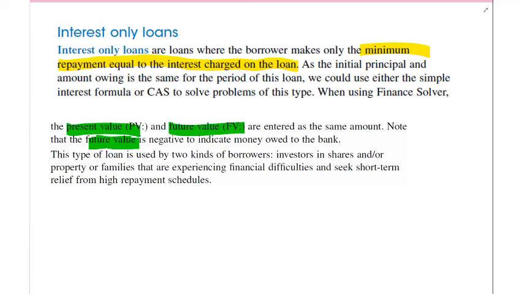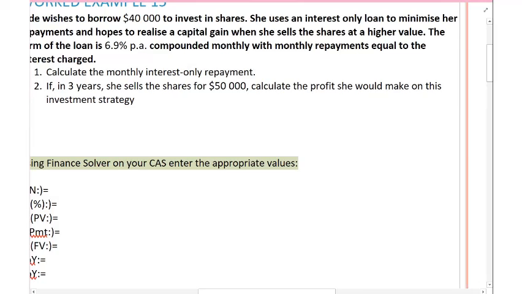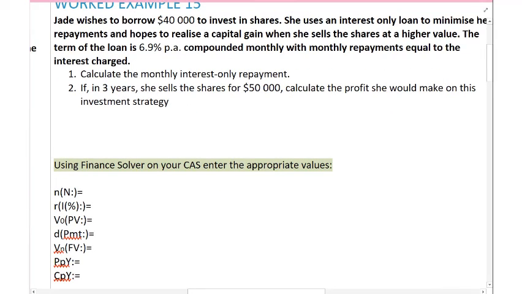This type of loan is taken by generally two groups of people: investors in shares and or property, and families that are experiencing financial difficulties and only want to make enough payments to survive before they can start paying it off later on. So it's not ideal to be in that position though.